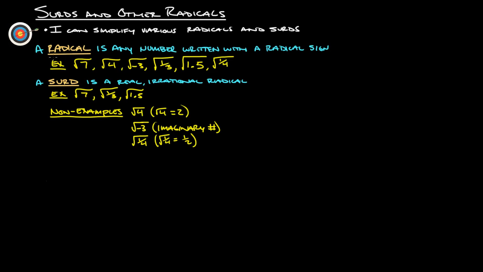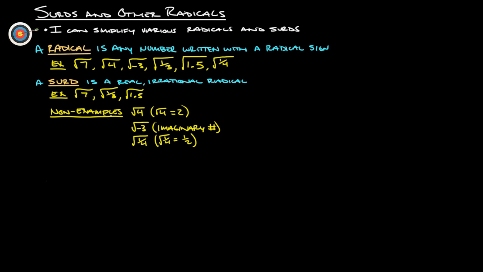First off, a radical is any number written with a radical sign. For example, root 7, root 4, root -3, and so forth. Anything with a square root sign is a radical. A surd is a real irrational radical. For example, square root of 7, square root of 1/3, square root of 1.5.